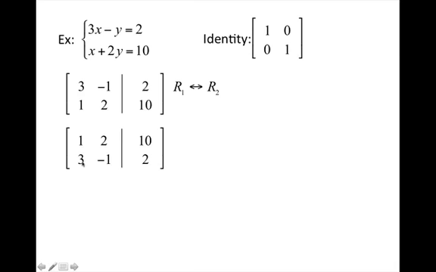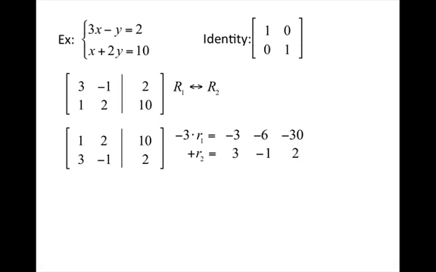Now I need the 3 to become a 0. So change its sign to a -3. Multiply by row 1 because row 1 has the 1 that I just put in place. So I'm going to start with -3 times row 1. Well, -3 times row 1 is -3, -6, -30. I'm going to add this to the row I want changed, which is row 2. Row 2 is 3, -1, 2.